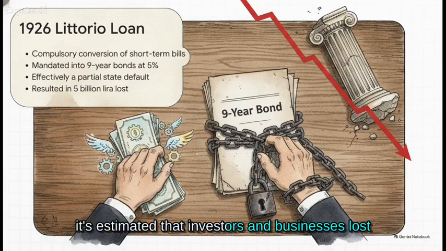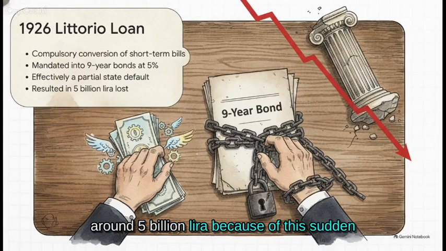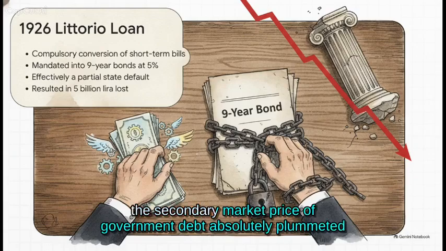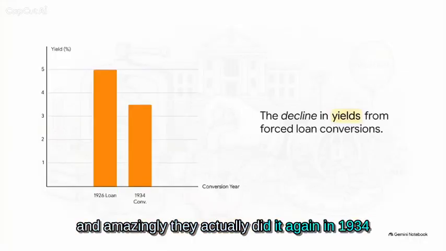It's estimated that investors and businesses lost around 5 billion lira because of this sudden draconian move. Unsurprisingly, the secondary market price of government debt absolutely plummeted. And amazingly, they actually did it again.